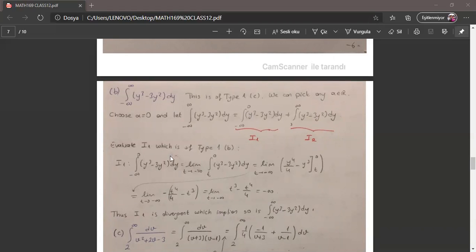Now here we have this integral from minus infinity to 0. This is type 1b. You can go back there and check it. So we take the limit of this integral when t is approaching minus infinity; we compute the integral first. It's a polynomial, too easy. So here we have this one. Now when t is approaching minus infinity, here we get, it's obvious, minus infinity. It means this part is divergent.